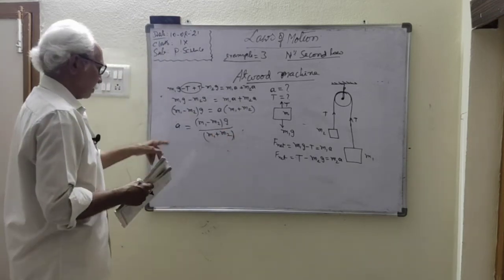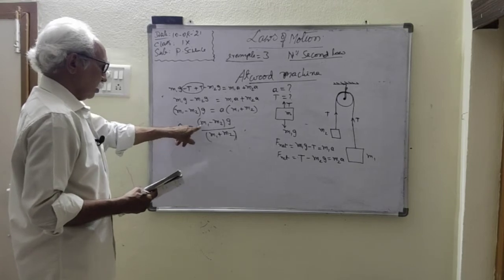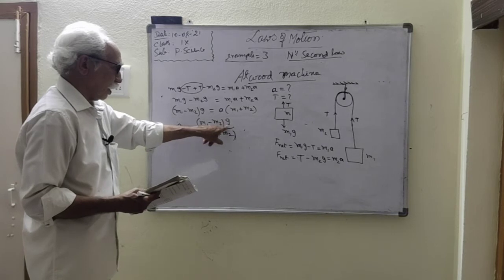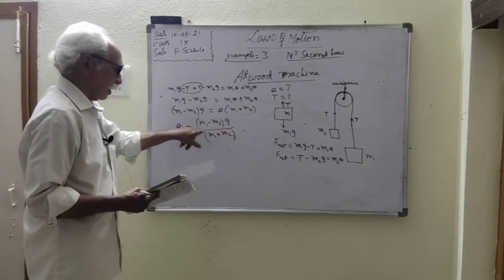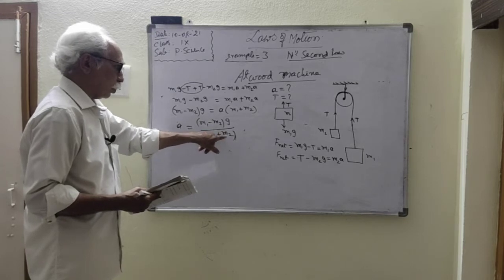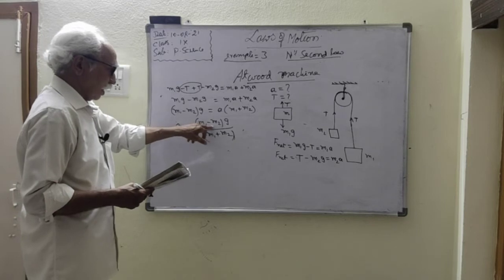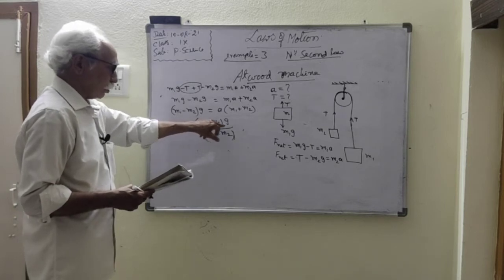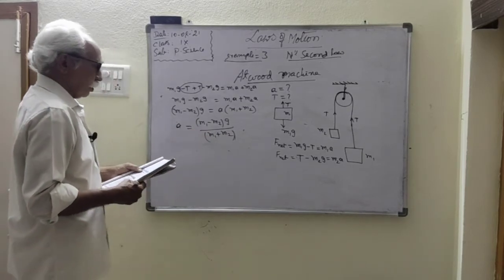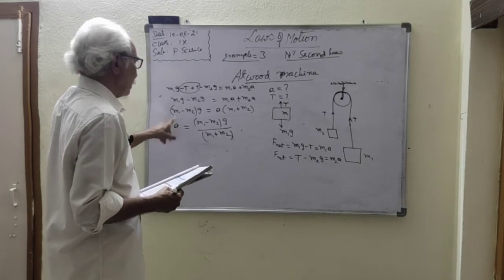Got the calculation. Acceleration is equal to mass of the first body minus mass of the second body into acceleration due to gravity by mass of the first body plus mass of the second, that is total mass. So the resultant mass, the effective mass into acceleration due to gravity by total mass. Okay, so this is the equation to find out the acceleration.